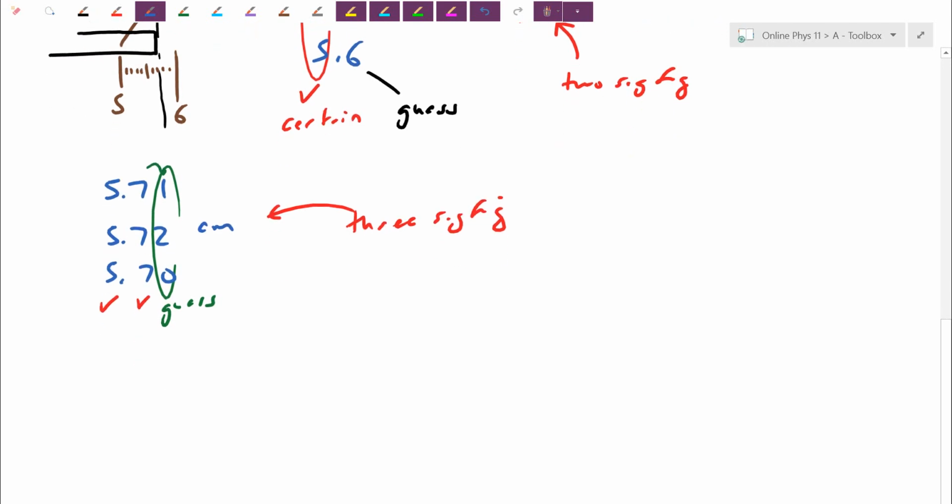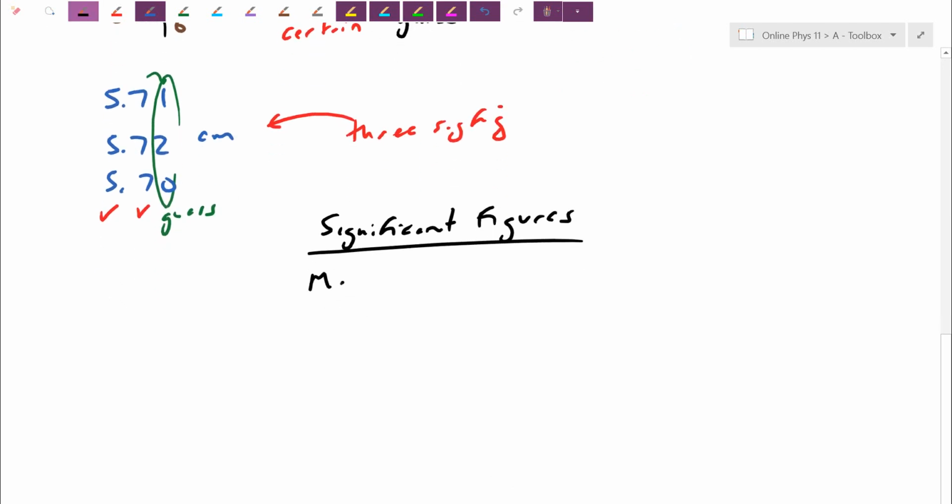So let me just write down for you here what are significant figures, or also called significant digits. Significant figures are essentially the meaningful digits. These are the digits that you want to keep around. These are the ones that you don't want to round off unless you have to.